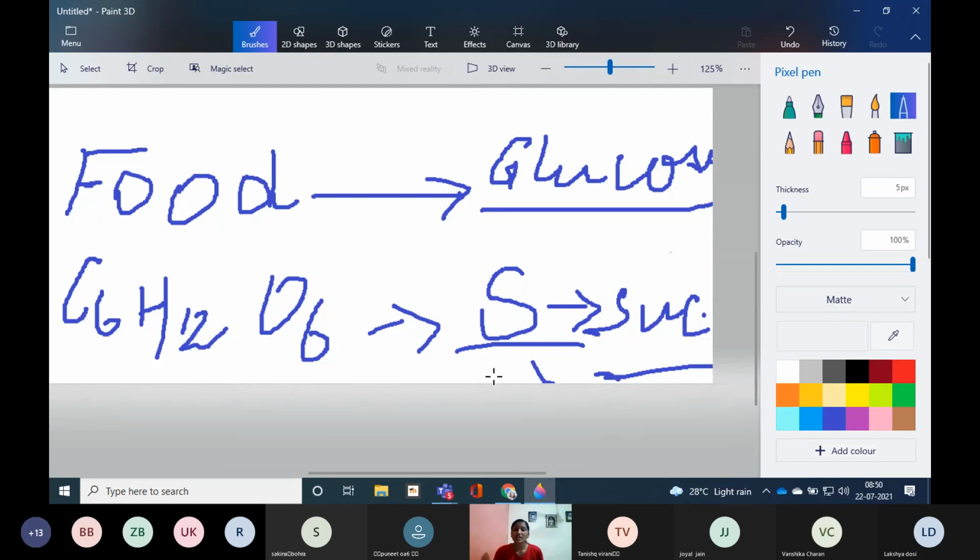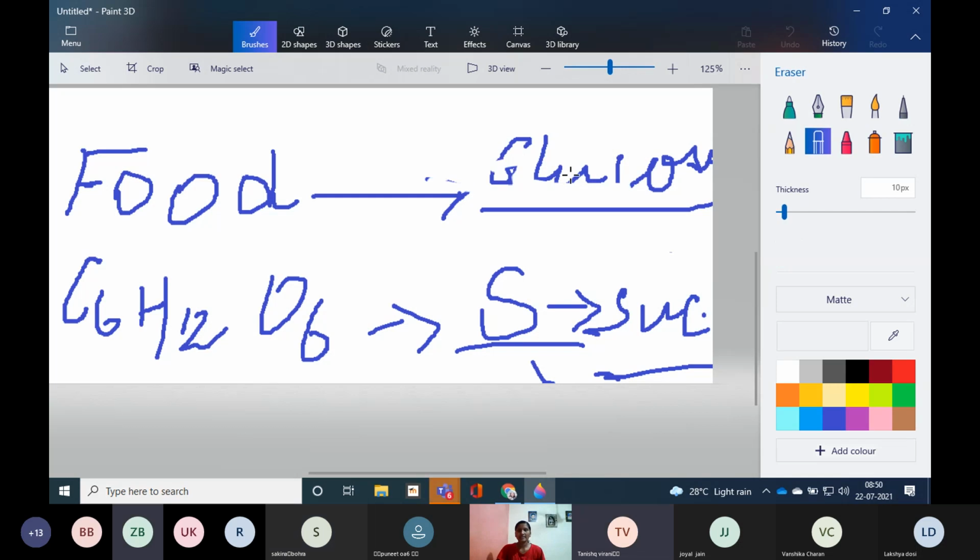And starch is an insoluble molecule. That means it will not get dissolved in water. Thus, it is converted into sucrose first, where sucrose is a soluble molecule. It will dissolve with the water and will transport itself to the different parts of the plant body. Did you understand this much? Yes, ma'am.